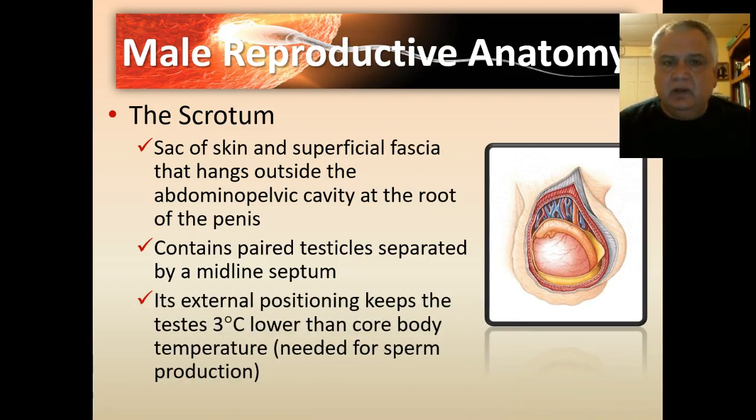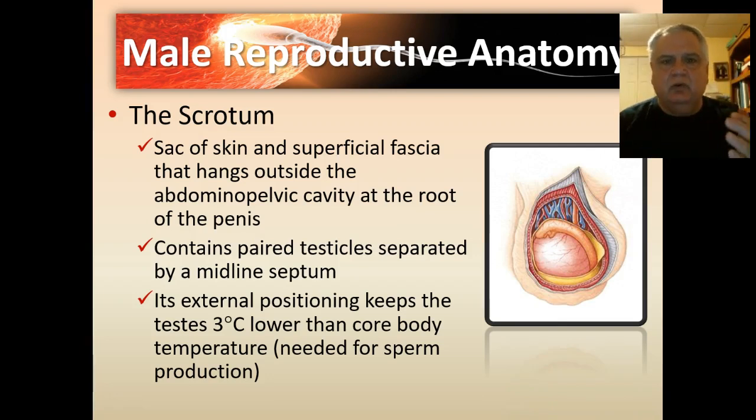The external positioning of the scrotum will help to keep the testes at about 3 degrees Celsius lower than core body temperature. This is needed for sperm production. So sperm are best produced at a temperature about 3 degrees below body temperature. When the temperature is a little bit lower, this helps with protein folding and formation, and that's what's needed to produce good, viable sperm.